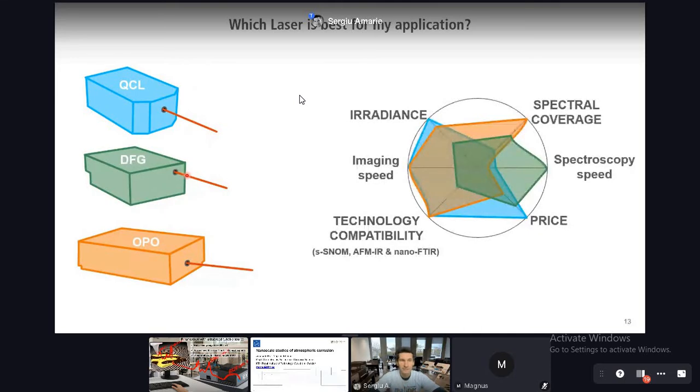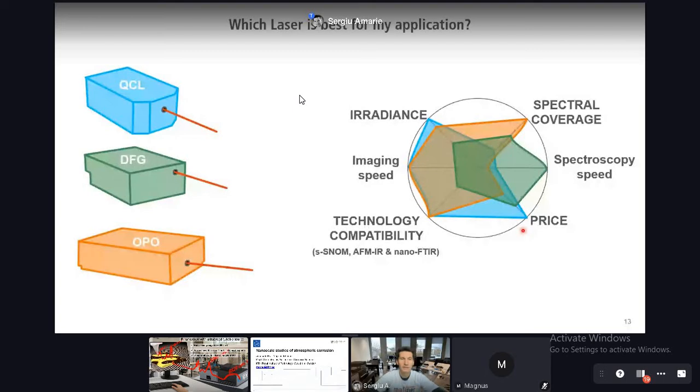For instance, if you follow the graph on the right, you might want to perform fast images. Other researchers are interested in fast spectroscopy or hyperspectral imaging. Even more, we have researchers who are using complementary technologies such as SNOM, AFM-IR, nano-FTIR. Sometimes spectral coverage is an issue, and of course, always price is a problem.